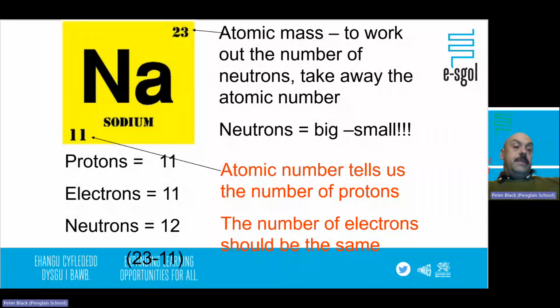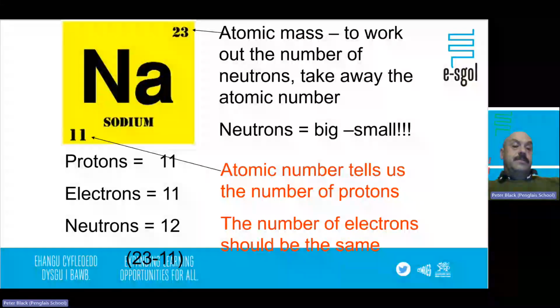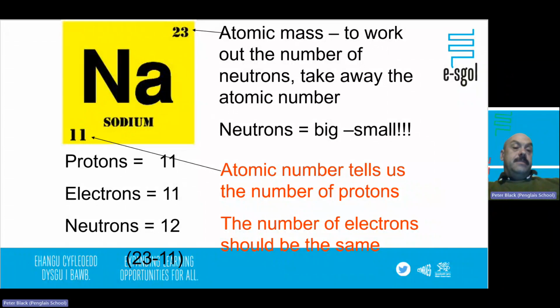Okay, so this is our atomic number, 11. This is our atomic mass, or mass number, 23. So what does this tell us about sodium? Well, remember, atomic number is the number of protons, and therefore the number of electrons. So we know there's 11 protons, and there's 11 electrons.